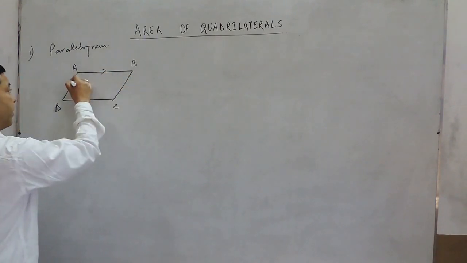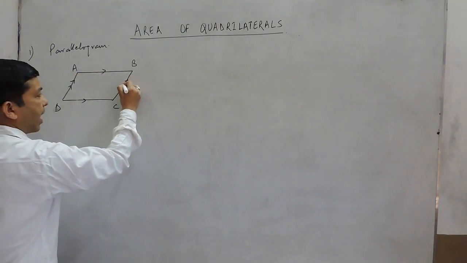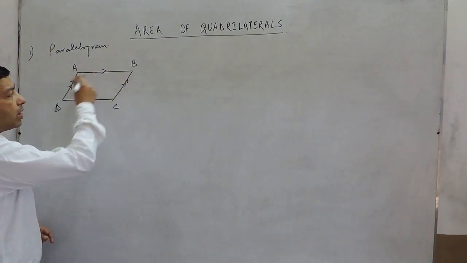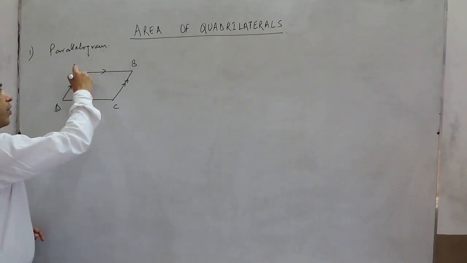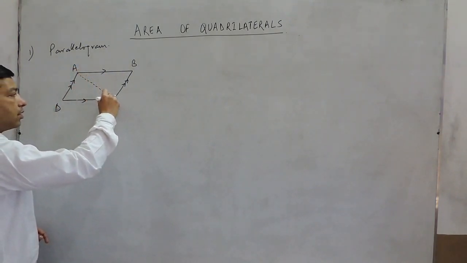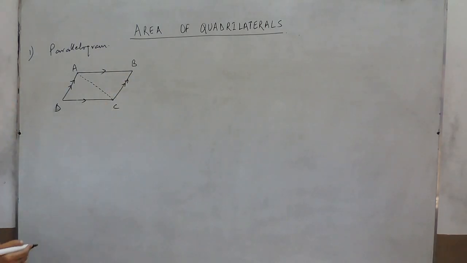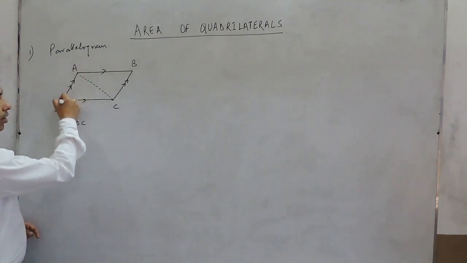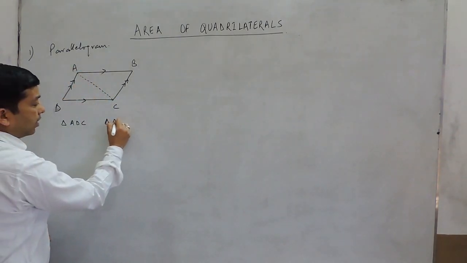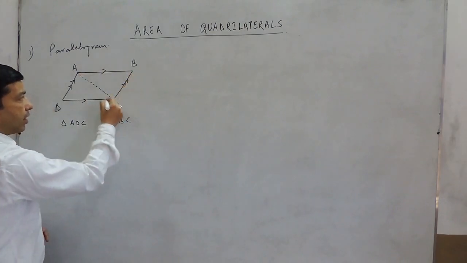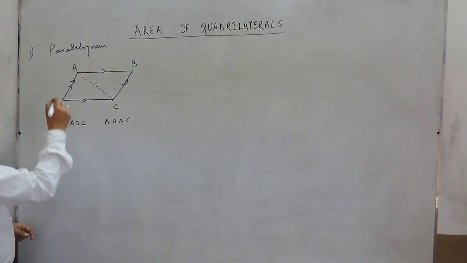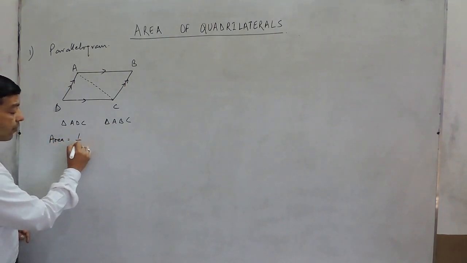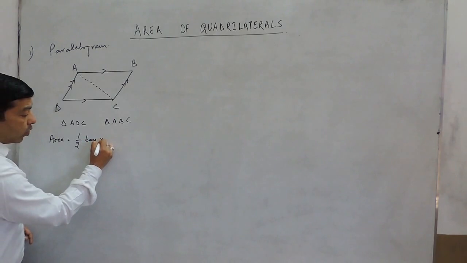And the remaining two sides, that is AD and BC, are also parallel to each other. When we have to find the area of this parallelogram, we can convert it into two triangles. One is triangle ADC and the other is triangle ABC. Now we already know that the area of a triangle is half base into height.